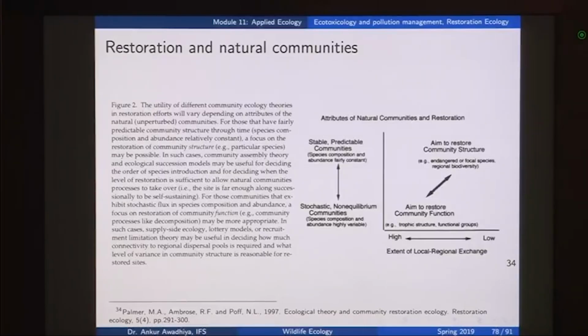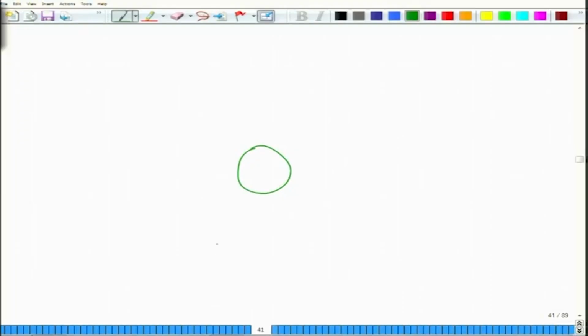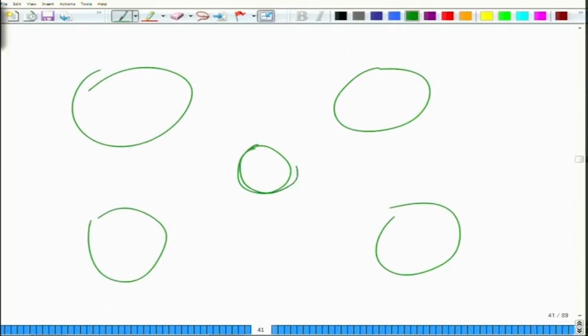Now, when we say that you have a high level of exchange, it means that suppose this is your forest and then you have these surrounding forests, and in this forest you did some amount of restoration activity. For instance, earlier this forest was all invaded with certain exotic species such as lantana, and you performed a restoration action of removal of this lantana. Okay, so now the lantana is gone.